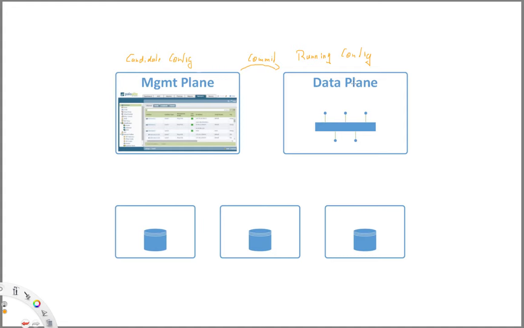Now the interesting thing is that when we do a commit, automatically as part of the commit process, the firewall will also store what we call a configuration version. By default, it will store up to 100 configs, and that's quite nice because with this, you can always revert back to an older config.